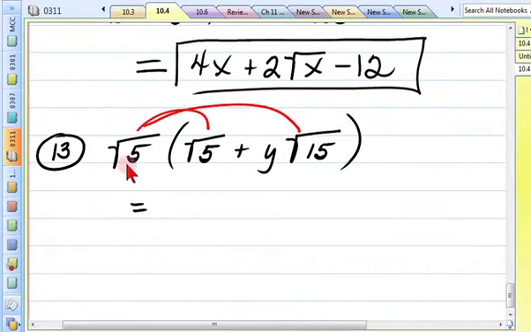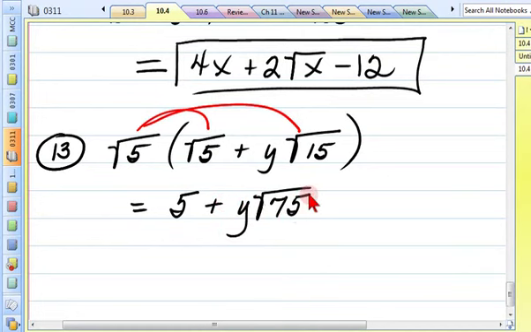What is the square root of 5 times the square root of 5? It is plain old rational 5. Yes, it's the square root of 25, and you can write that down if you want to, but then you're going to have to take its square root and get 5. All right, what's the square root of 5 times the next term? It's going to be y. Good. Y times the square root of 75.